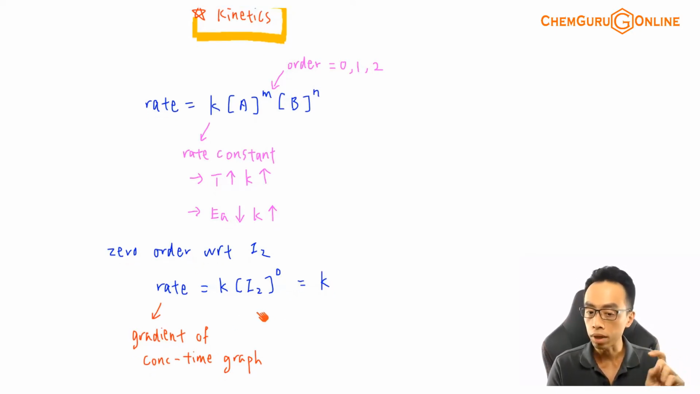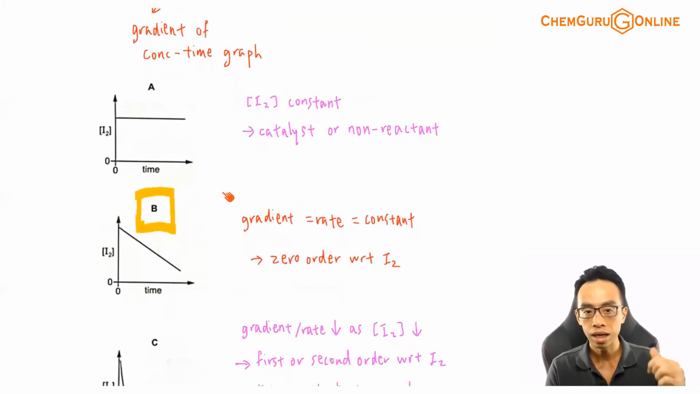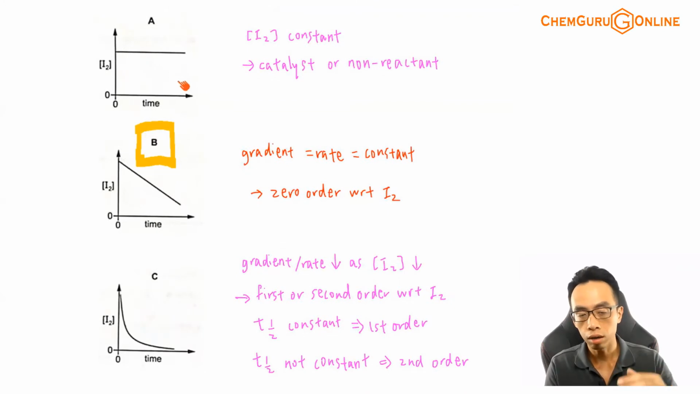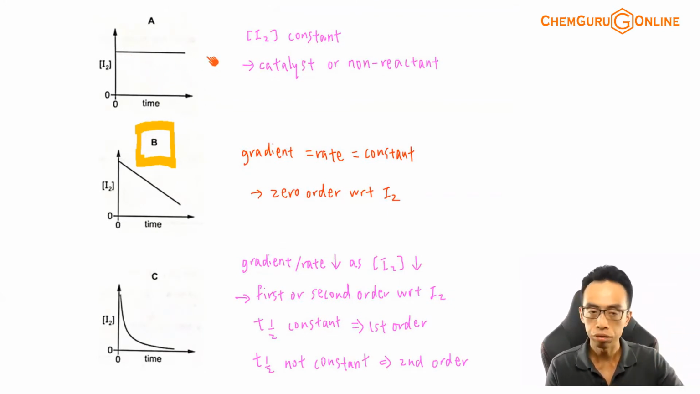So once we have this in mind, then we can run through the options A, B, C, D. We see which is my best answer. Now if you look at option A, the concentration of your I2 is a constant throughout the entire process. Now concentration of I2 constant doesn't mean that the rate is a constant. It is actually different. So concentration of I2 constant, what this means is there is no change in the amount of your I2 throughout the reaction.